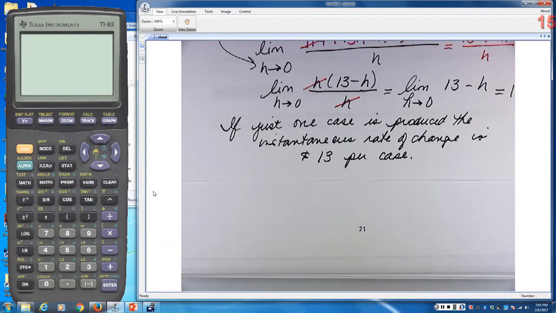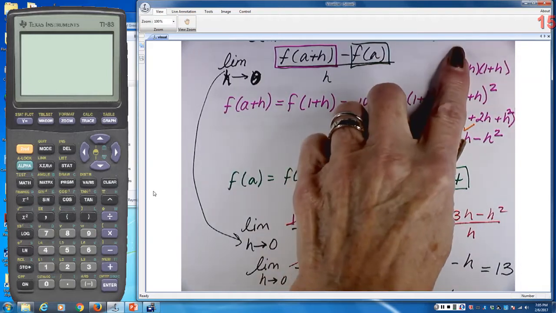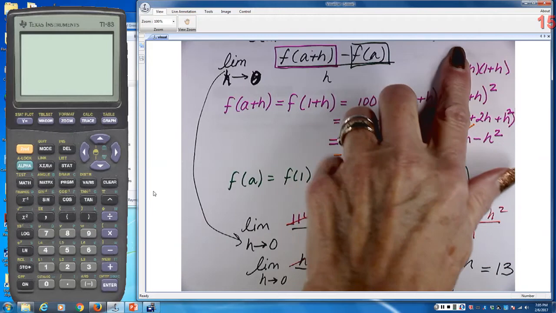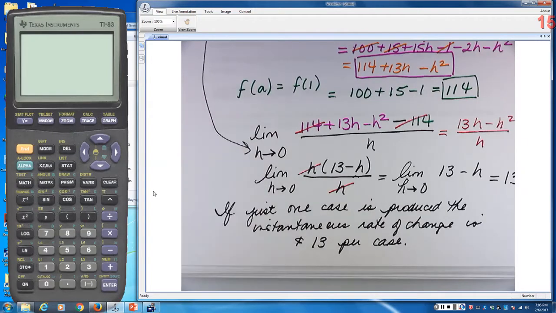Now that might not be the same at 2 cases, or at 3 cases, or at 4 cases. That would change because we would have to go back and do this instantaneous rate of change formula. Instead of using a as 1, we could use a as 2, or 3, or 4, or 5, and find out how fast the cost is changing at any of those particular numbers of cases that they've produced.